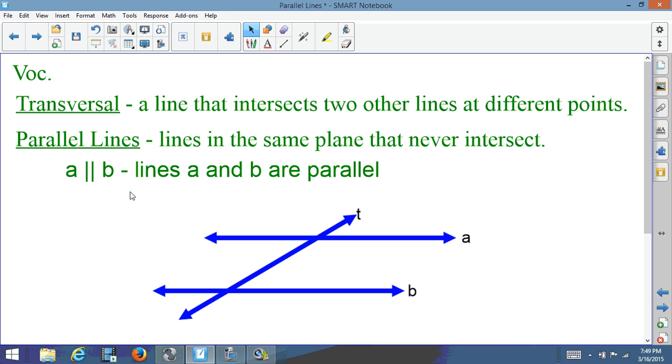Lines A and B are parallel. This is the symbol for parallel. So lines A and B are parallel.